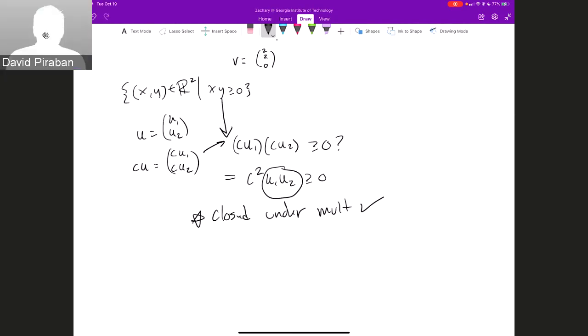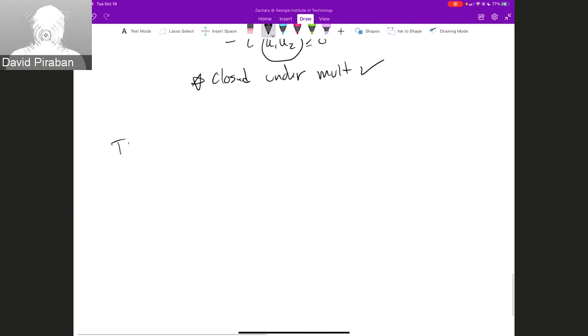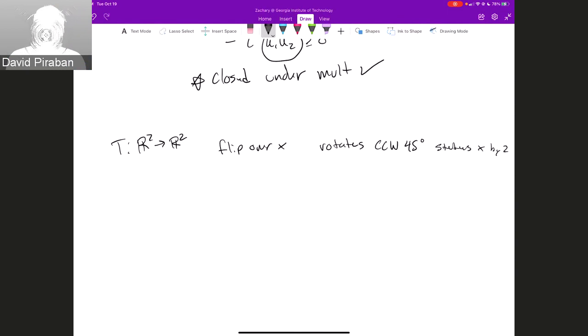I had a question. I can read the question. It says the transformation R2 to R2 is defined as follows. First, it flips the plane over the x-axis. Then it rotates the plane counterclockwise by 45 degrees. And then it stretches the x direction by a factor of 2. So the way I thought you approached this was to multiply the different transformations, but what's the order? Fantastic question.